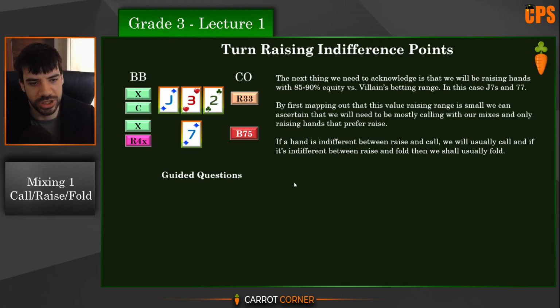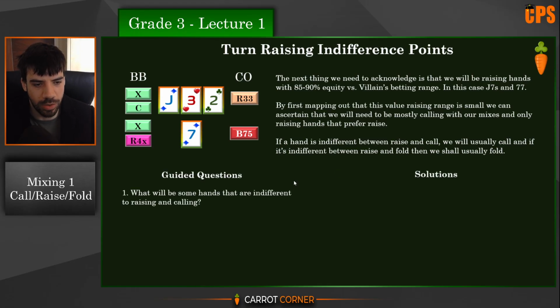Here are some guided questions for this spot. Firstly, what will be some hands that are indifferent to raising and calling? This time we're going to pause the video after each question, so have an attempt at this one. Assuming that you've done that, a few examples that the solver came up with and I referenced are Jack 9 of hearts, for example. This is quite surprising, right?